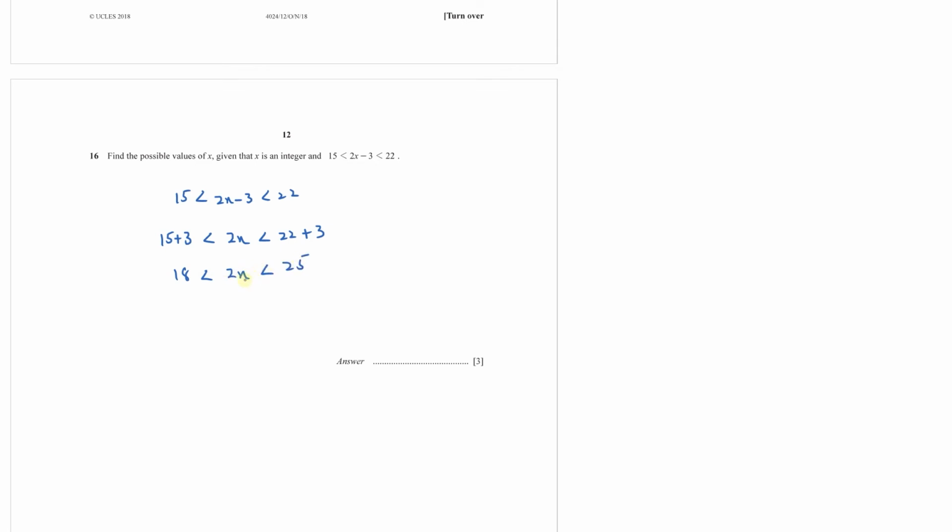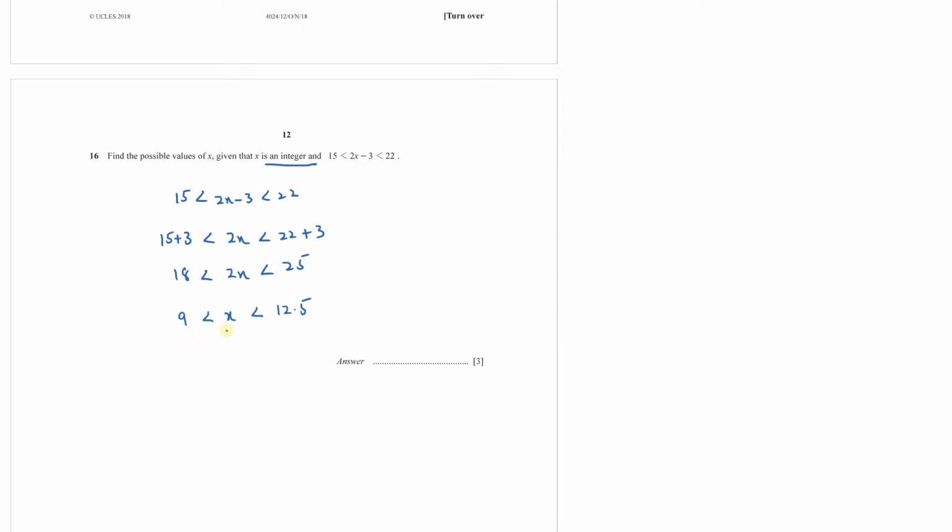So if I divide by 2 on both sides here, I will get 18 divided by 2 is 9, 2x divided by 2 would be x, and 25 divided by 2 will be 12.5. So x is greater than 9 but less than 12.5, and you have to give the integer values, because x is an integer. Find the possible values of x.